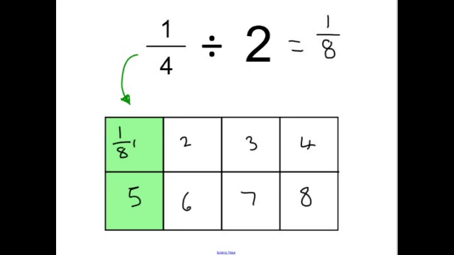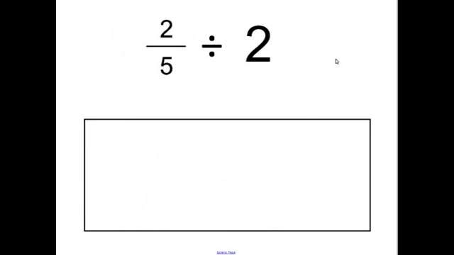Fairly straightforward in terms of numbers that have got a numerator of 1. So let's have a look at another calculation here. And what we have here is 2/5.